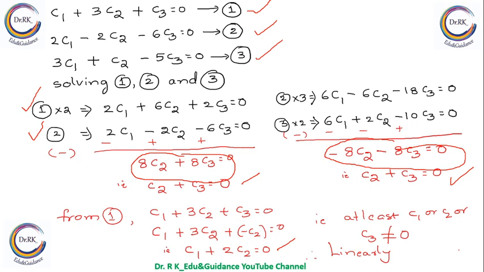But here in this case, C1 plus 2C2 equal to 0 is one combination. C2 plus C3 equal to 0 is another combination. So to satisfy these two equations, C1 need not be 0, nor C2 or C3. Therefore, that means at least one of these three constants is not equal to 0. So the vectors are linearly dependent.